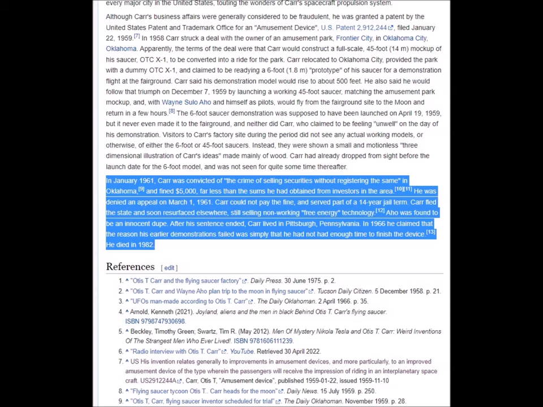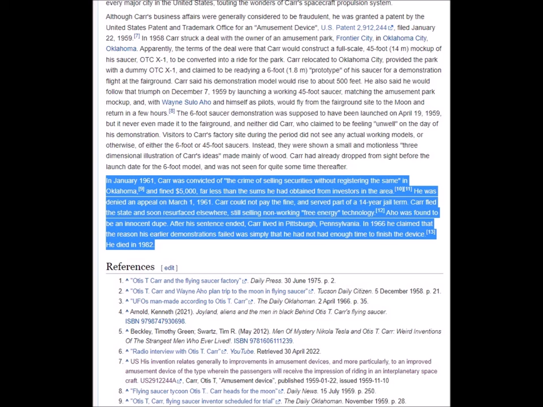But Carr ran into legal troubles when in January 1961, he was convicted of selling securities without registration in Oklahoma and fined $5,000. This figure may not seem like a lot, but the amount would be equivalent to nearly $50,000 in today's money. But this was still far less than the sums that he had obtained from investors in the area. Carr filed for an appeal, but it was denied on March 1, 1961. Carr could not pay the fine and was sentenced to a 14-year jail term, which he served a portion of.